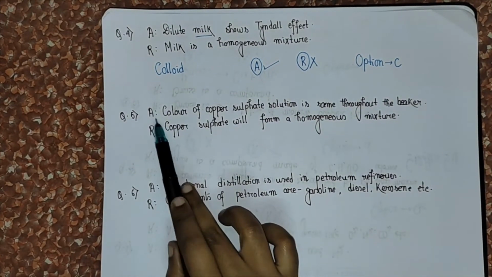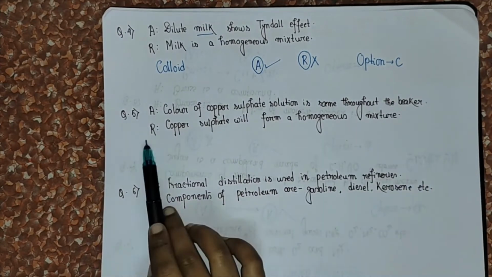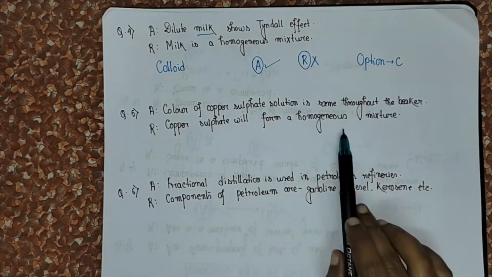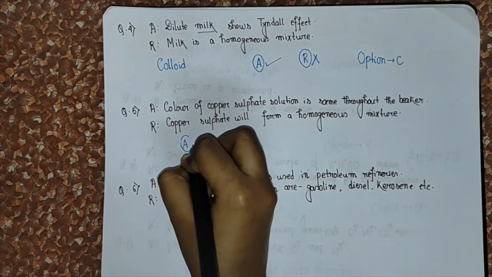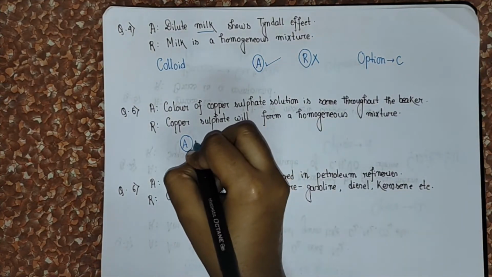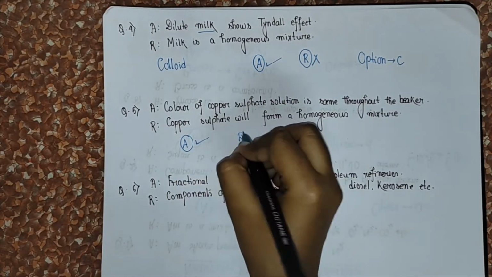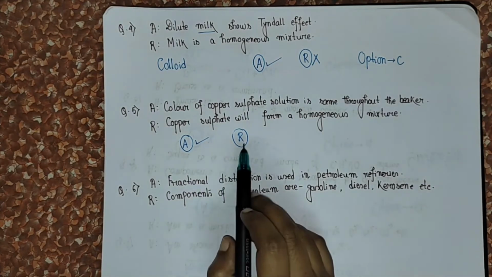Assertion: The color of copper sulfate solution is the same throughout the beaker. Reason: Copper sulfate will form a homogeneous mixture. Yes, the assertion is correct: if we mix copper sulfate crystals in some amount of water, then the color of copper sulfate, which is blue, you will observe a homogeneous blue color throughout the beaker. So the assertion is correct. And what is the reason? That copper sulfate will form a homogeneous mixture. Yes, this is the reason only.